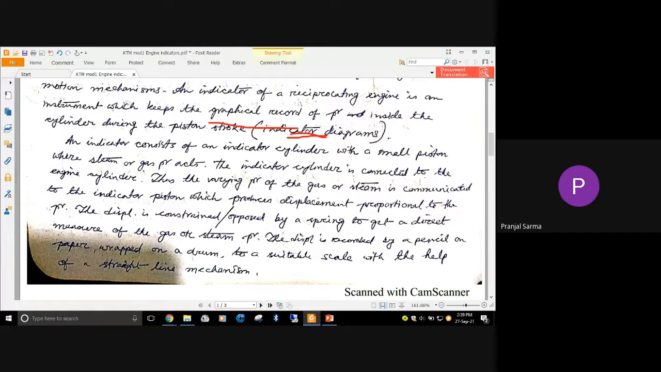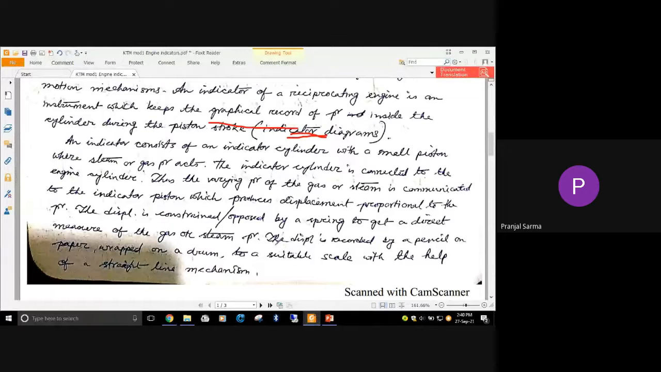The varying pressure, that is the sensing pressure of the gas or steam in the main engine cylinder, is communicated to the indicator piston. As the indicator piston is pushed by the sensing pressure, or sometimes the pressure drops, the piston will produce a certain displacement which will be proportional to the pressure. That displacement is constrained mostly by a spring-loaded system, and we get a direct measure of the gas pressure.